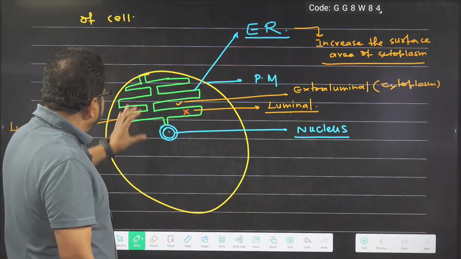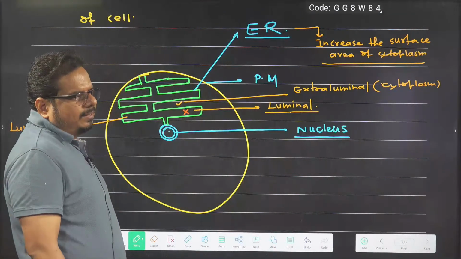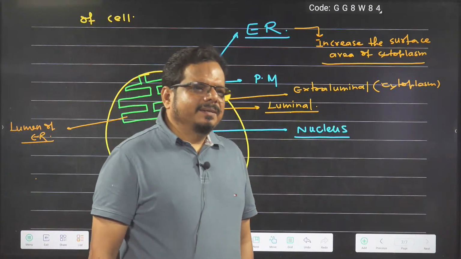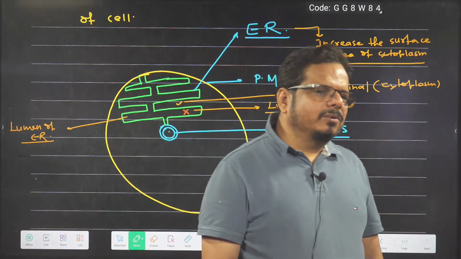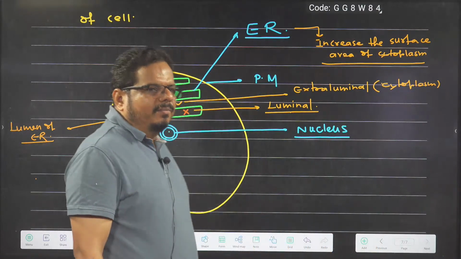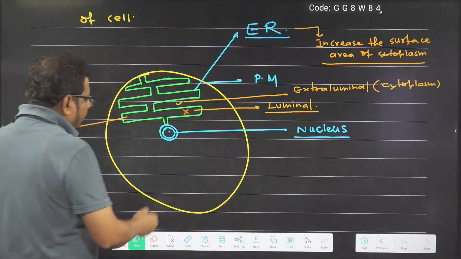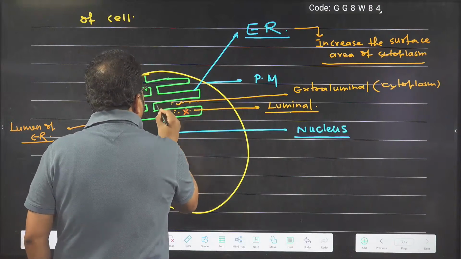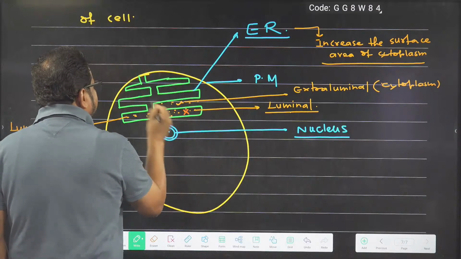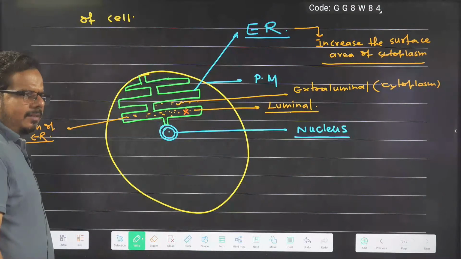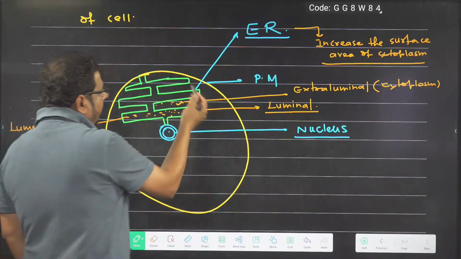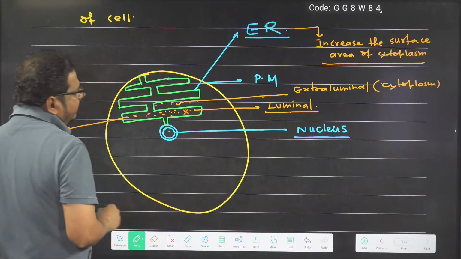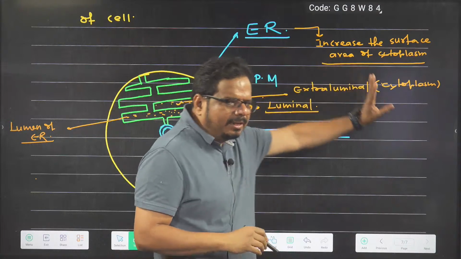So I hope till now you understand what is endoplasmic reticulum. Endoplasmic reticulum is a network or reticulum of tiny tubular structure. Of course, fluid is present inside this and outside this also. Is it clear in the mind? So it is dividing the internal part of the cell into two parts, luminal and extraluminal, and it is increasing the surface area of the cytoplasm.